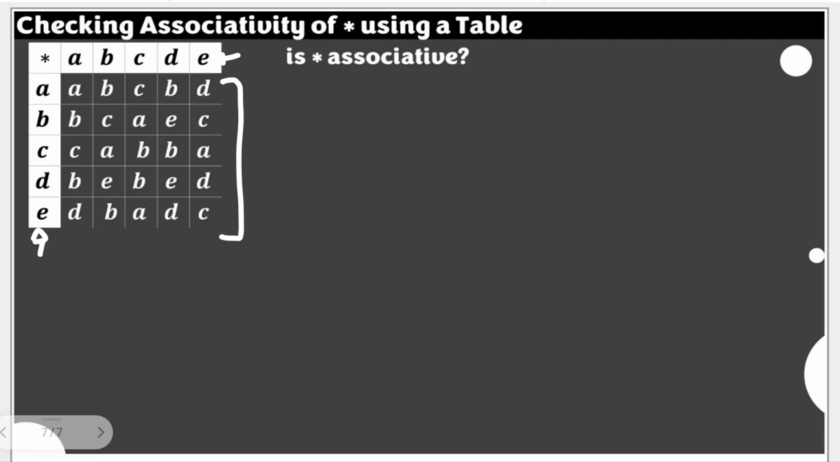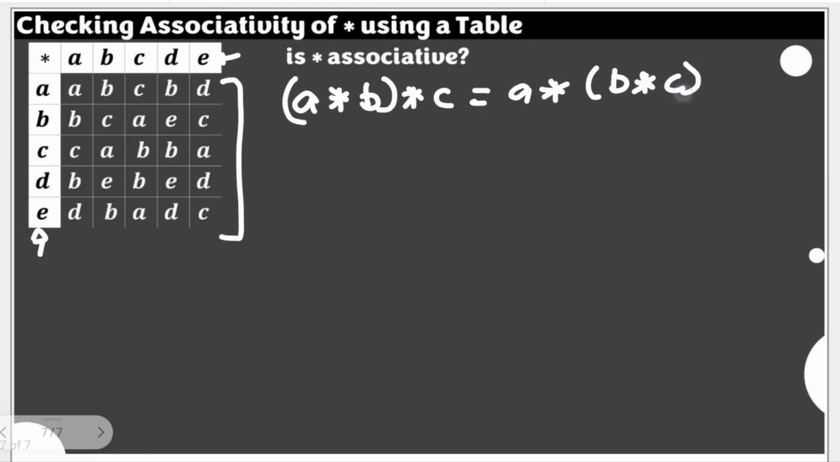Let's try to use here A star B star C. Is it the same as A star the group of B star C? This is the general form of associativity. So using this Cayley's table, we can determine whether the results are the same. So A star B: we have A in the row, because this would be our first element, and the column would be our second element. A star B, the result is B.